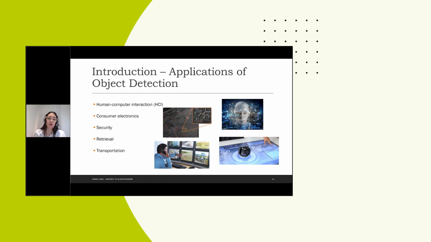Object detection has been used in many applications, with the most popular ones including human-computer interaction, or what we call HCI, robotics, for example service robots, consumer electronics, for example smartphones, and security applications like recognition and tracking. There are also retrieval applications like search engines and photo management, and also transportation applications, including autonomous and assisted driving, which is really an interesting area as well.